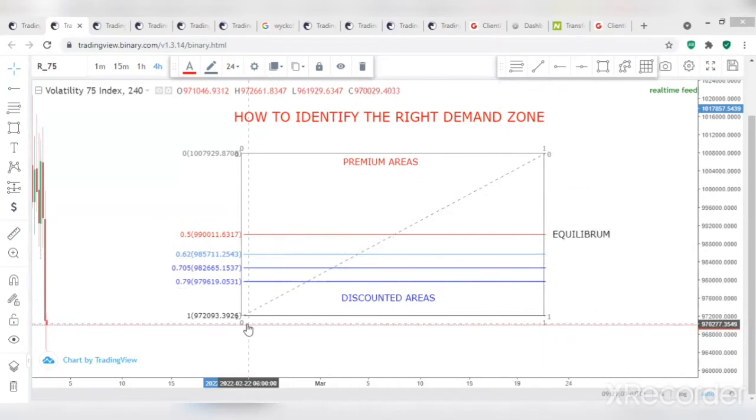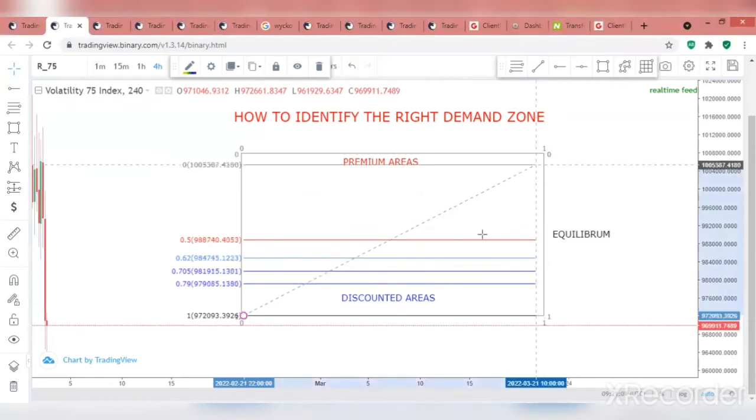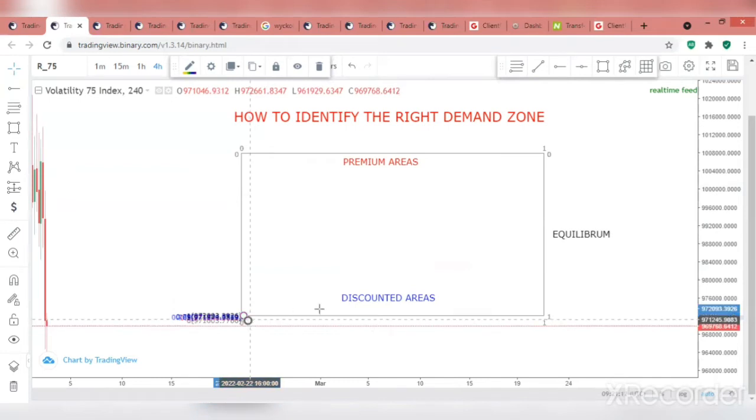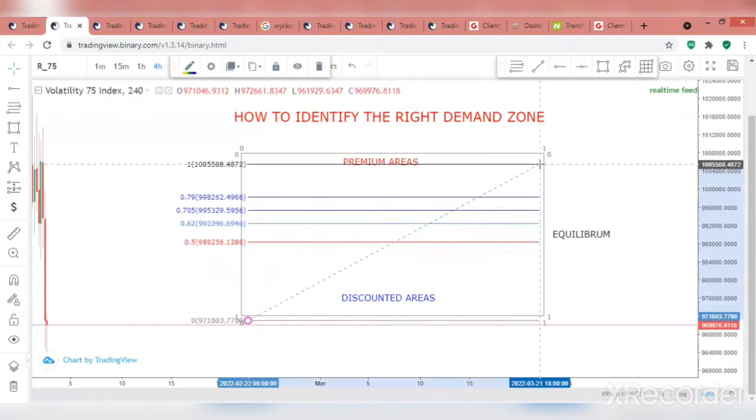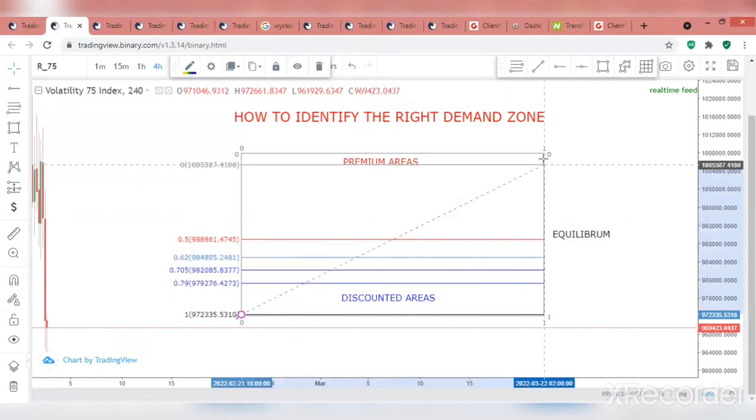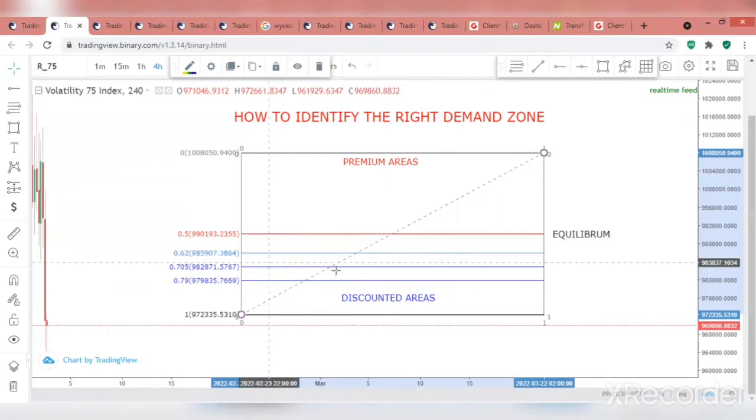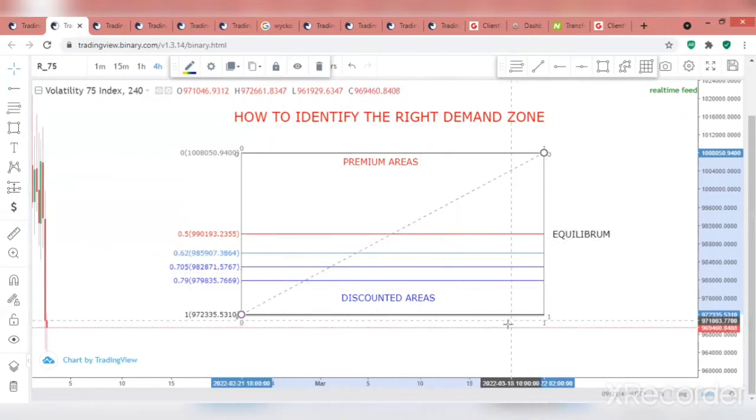And that's where our Fibonacci comes into play. This is simply my Fibonacci tool that I made use of here. Assuming this is the whole move, I just use my Fibonacci to figure out my premium pricing area and my discounted pricing area. So the equilibrium, which is the 50%, you shouldn't be looking to buy at. At this point, it is neither cheap nor costly. So you should be looking to catch your trade anywhere below the 50% area.